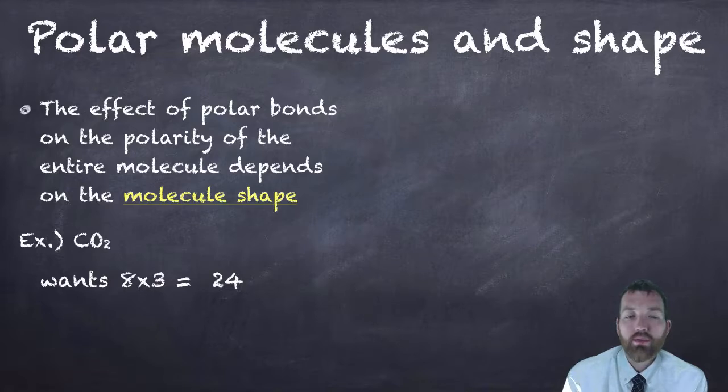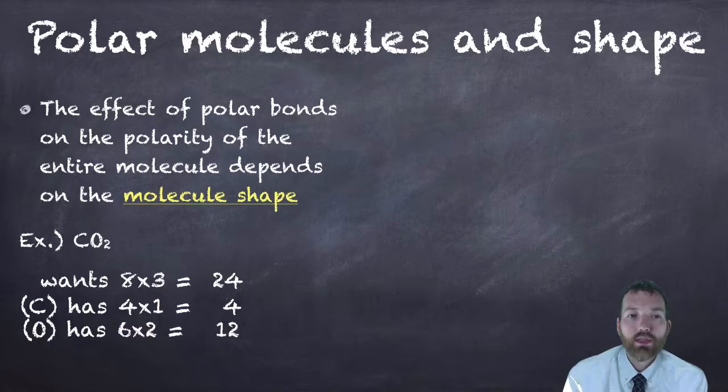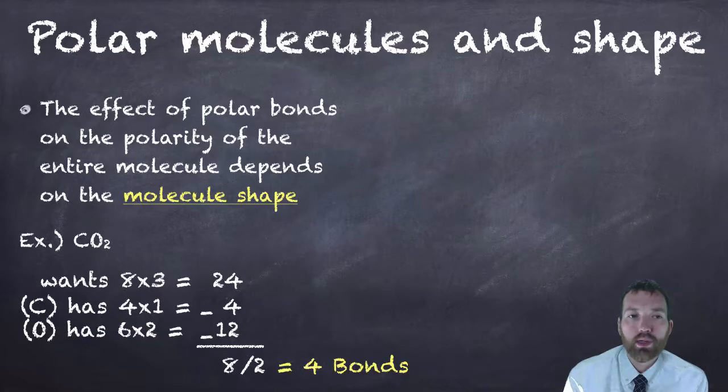Now let's figure out how many valence electrons this molecule has. Carbon has 4, and I have 1 carbon in this molecule. Oxygen has 6 because it's in group 16, and I have 2 oxygens in this molecule, so 6 times 2 is 12. So we'll do wants minus all the has, 24 minus 4 minus 12, and that will be 8. And then we need to divide that number by 2 because a covalent bond is a sharing of 2 electrons. So if I divide that number by 2, I'll get 4 bonds. So I need to connect these 3 atoms with 4 bonds.